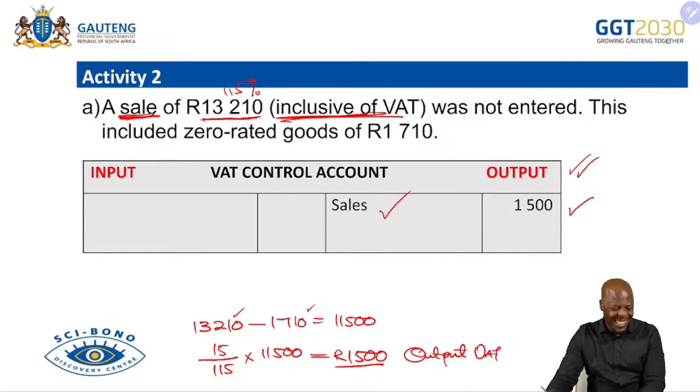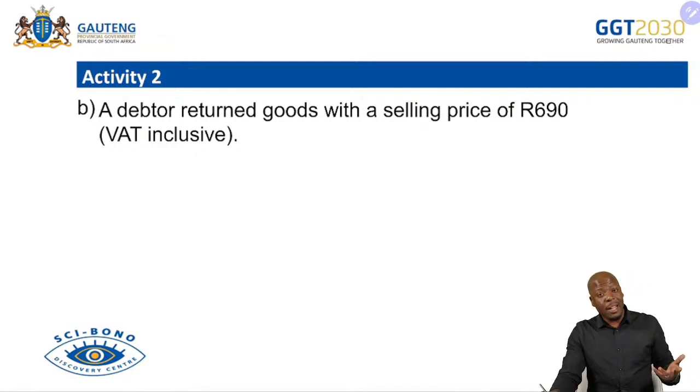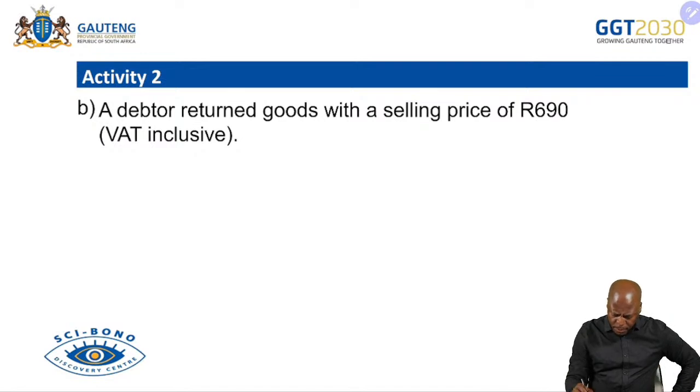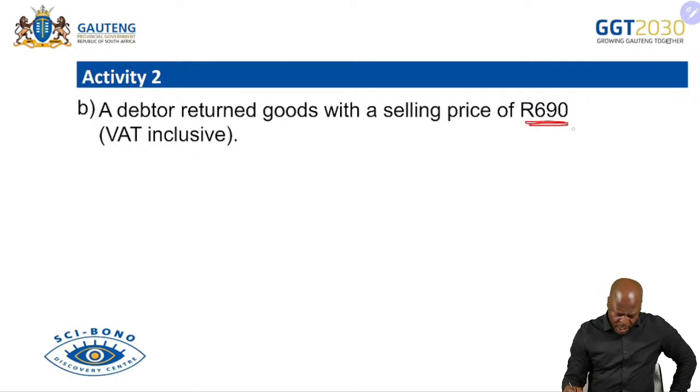Okay, let's go on and check information B. It says, a debtor returned the goods. So we're talking now debtors' allowances. The debtor might be dissatisfied with the goods. They don't like maybe the type of goods that we deliver to them, then they are returning the goods. And then they have a selling price of 690 rands, and this is VAT inclusive. Once it is inclusive, is it 100% or 115%? Someone is telling me if it's inclusive, therefore it is 115%.